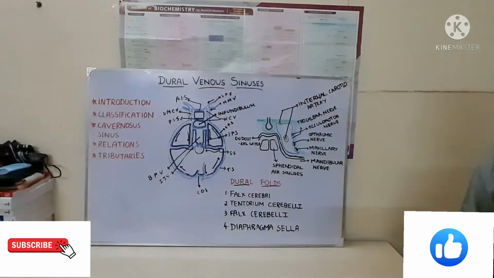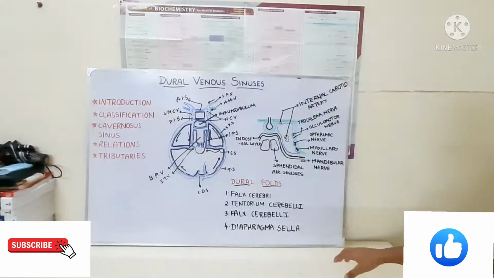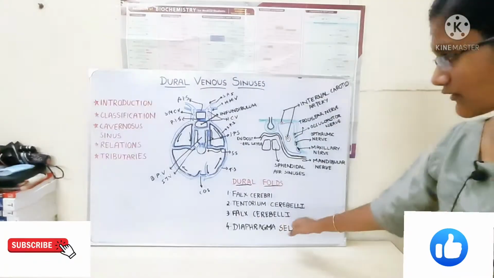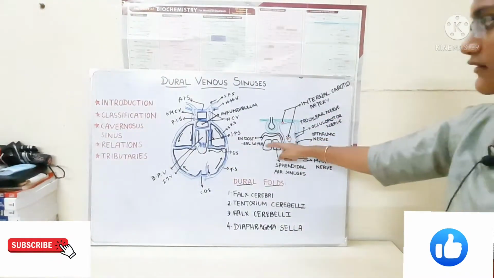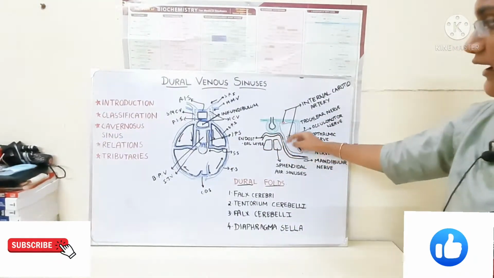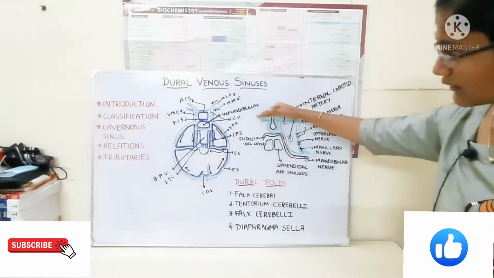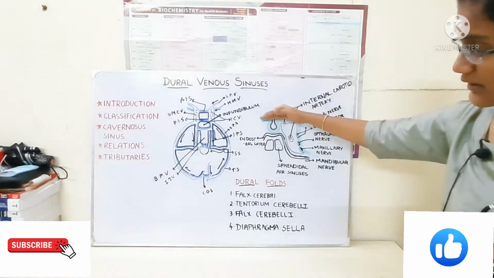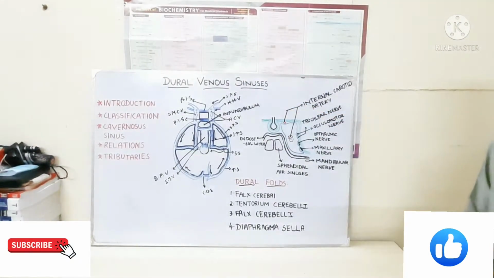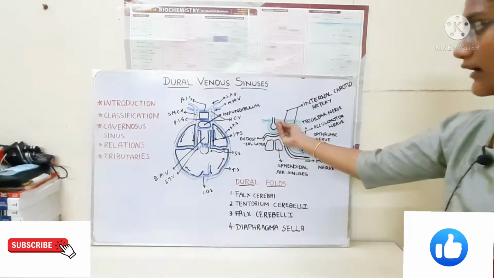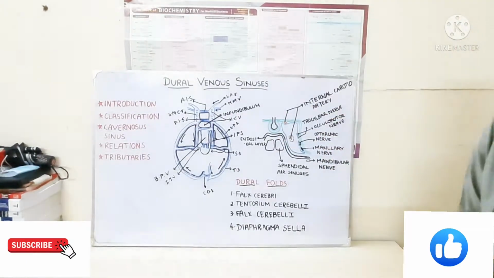The diaphragma sella covers the sella turcica. As given in the name itself, diaphragma sella will cover the sella turcica. So this is a sphenoid bone, and the diaphragma sella lies over here like this. It encloses the pituitary gland, and the stalk of the pituitary gland will come out through the diaphragma sella.